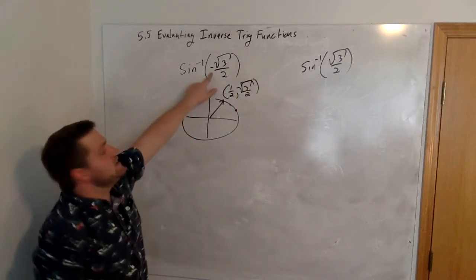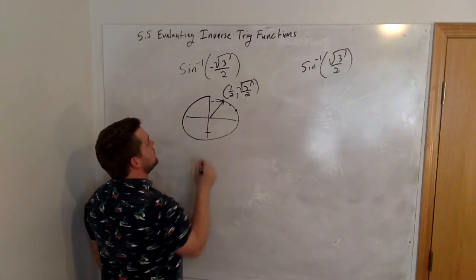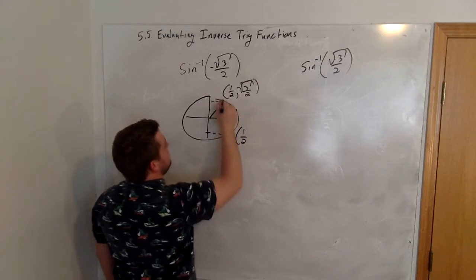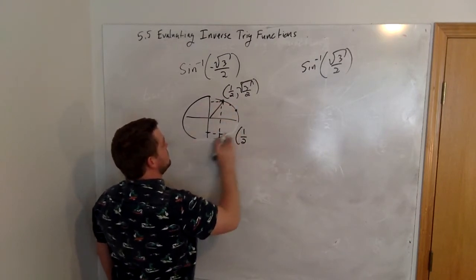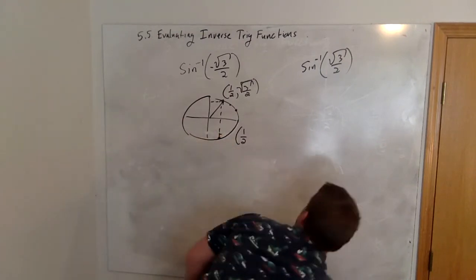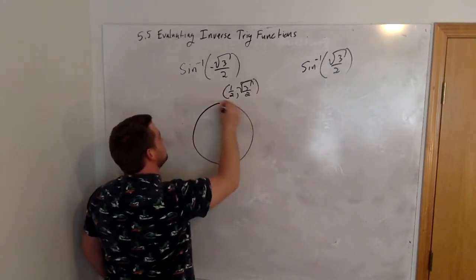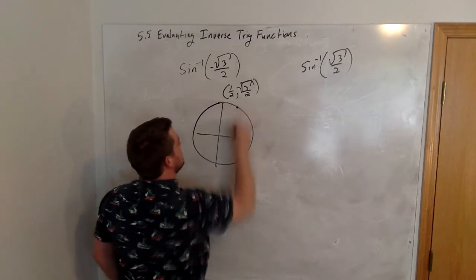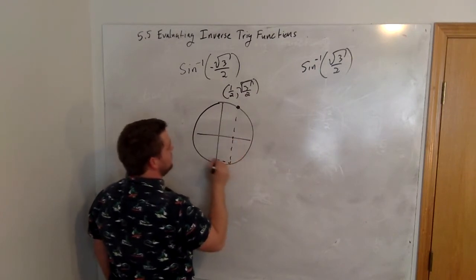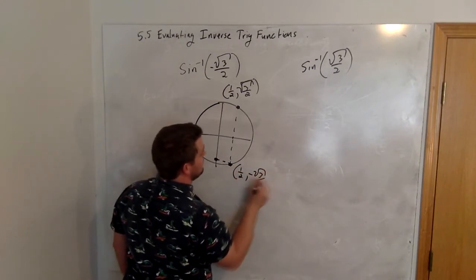Okay, but I need it to be negative. So I need a negative height. So the negative height would be over here. I guess maybe I should drop it down. It's not a perfect circle. Let's just draw it a little bit better. So here is 1/2 and root 3 over 2, but I want a negative root 3 over 2. That would be right here. So this would be the coordinates 1/2 and negative root 3 over 2.